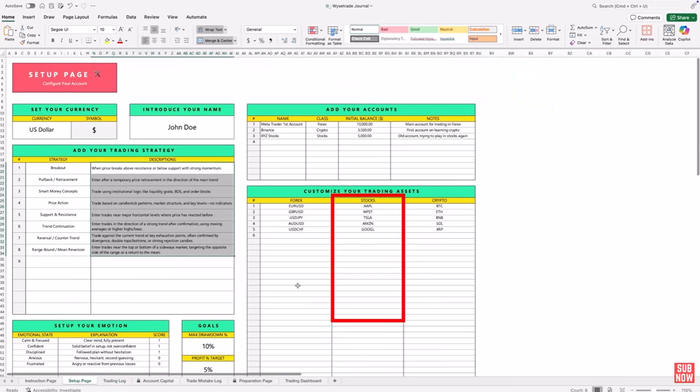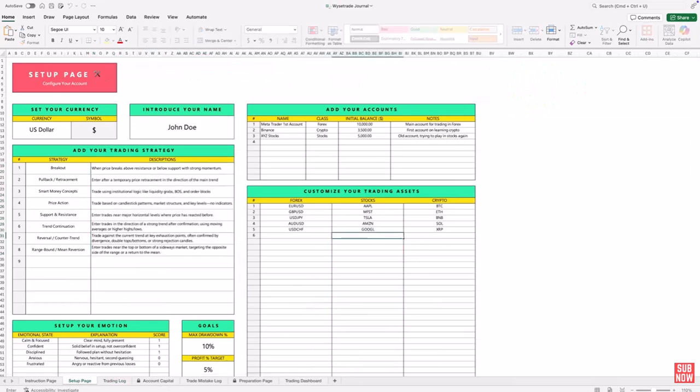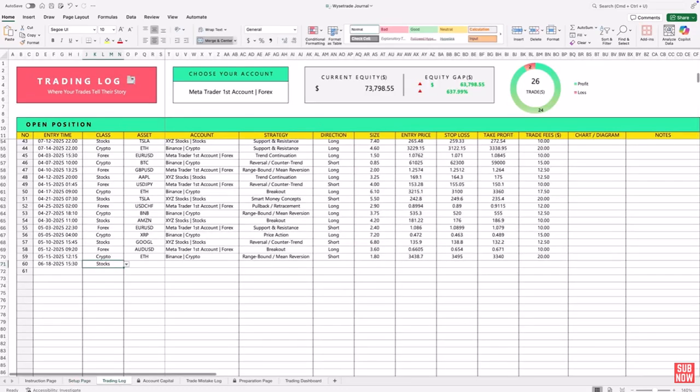Add the Coinbase stock symbol into the trading assets section. Once we have this, we jump back to the trading log. So now for the asset section, when you click the drop down, you can find the Coinbase stock symbol you just added and you select it. Next, you choose your account. There are 3 options: your Forex account, your crypto account, or your stock account. And since we are trading a stock, we select our stock account.